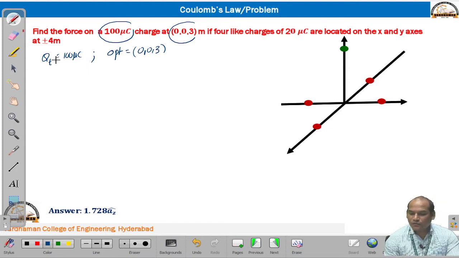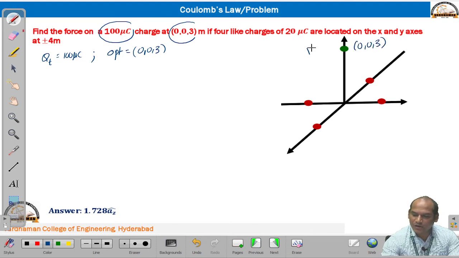If 4 like charges of 20 microcoulomb are located on the x and y axis at plus or minus 4 meters. So, here due to 4 charges we have to calculate the force on the fifth charge, that is 100 microcoulomb, which is available at 0, 0, 3. 0, 0, 3 means that it is on the z axis.